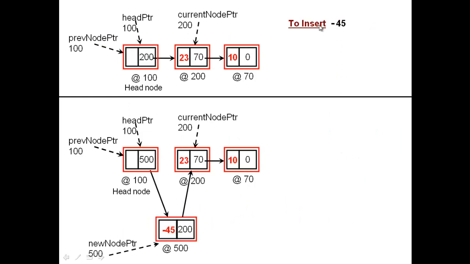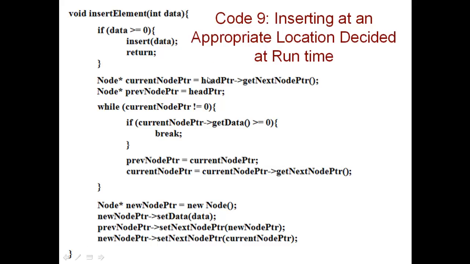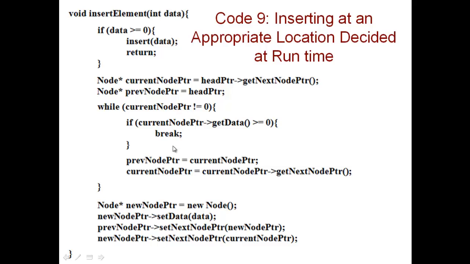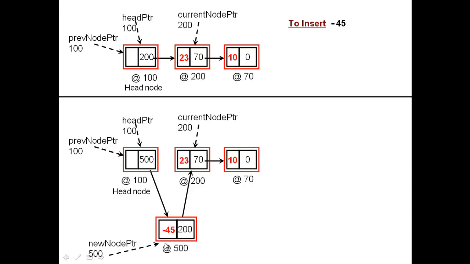Now let us come back to this code to insert the first negative integer. So currently the list has all positive integers. In that case, what's going to happen is the current node pointer will be set up to point to the first data node, and the previous node pointer to the head node. Get inside the loop, and right away the current node's data you see is positive, it's 23. So that means we have to break from this while loop. Come out of the while loop, set up the new node with data -45 at say address 500. So the new node pointer is pointing to that.